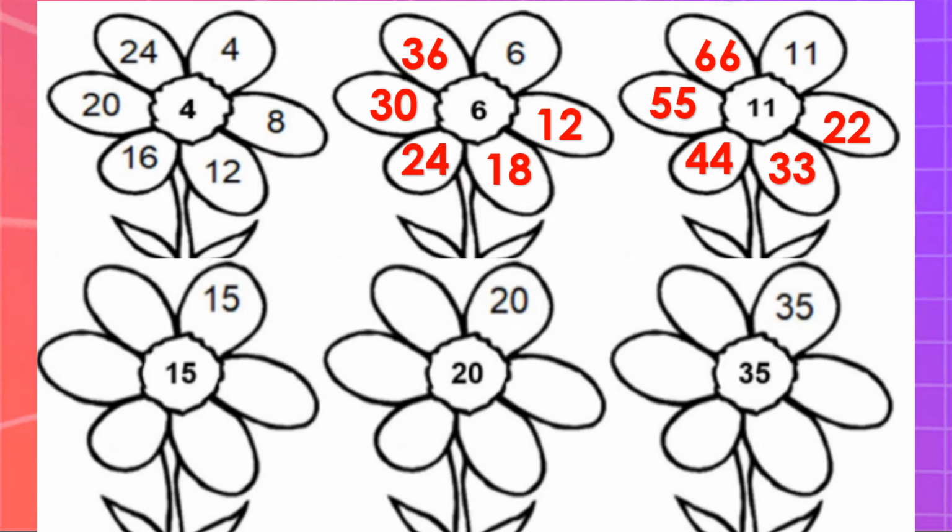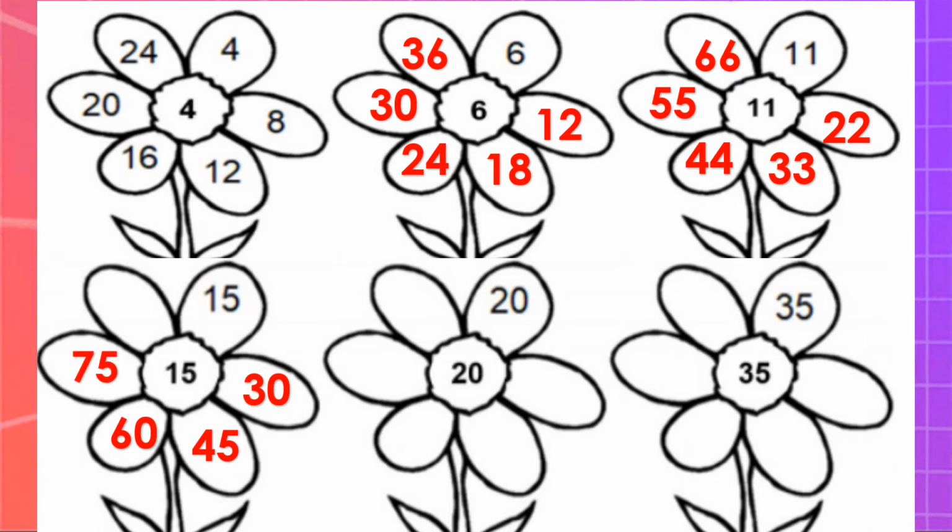How about this one? 15. So multiples of 15. By adding 15, you will get the correct product. So by skip counting, start with 15. 15 plus 15 is 30. 30 plus 15 is 45. 45 plus 15 is 60. And 60 plus 15 is 75. And 75 plus 15 is 90. So that is the multiples of 15.